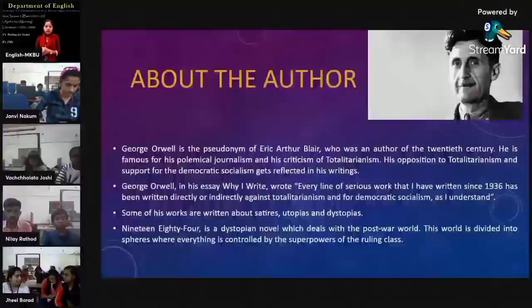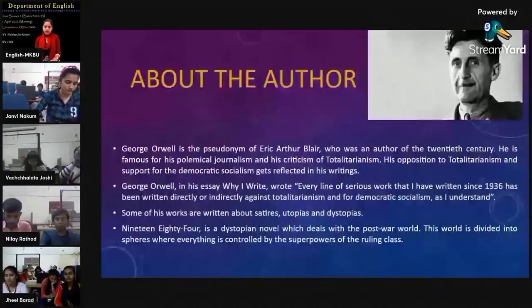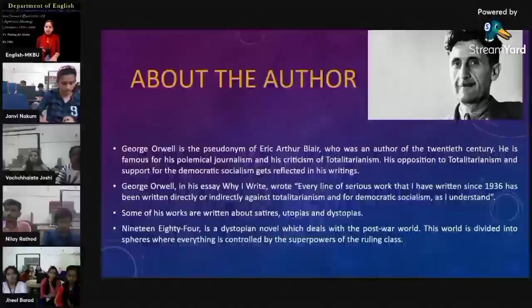About the author: George Orwell was an author of the 20th century. He is famous for his polemical journalism and his criticism of totalitarianism. His opposition to totalitarianism and his support for democratic socialism are reflected in his writing. In his essay "Why I Write", he wrote: "Every line of serious work that I have written since 1936 has been written directly and indirectly against totalitarianism and for democratic socialism as I understand it."